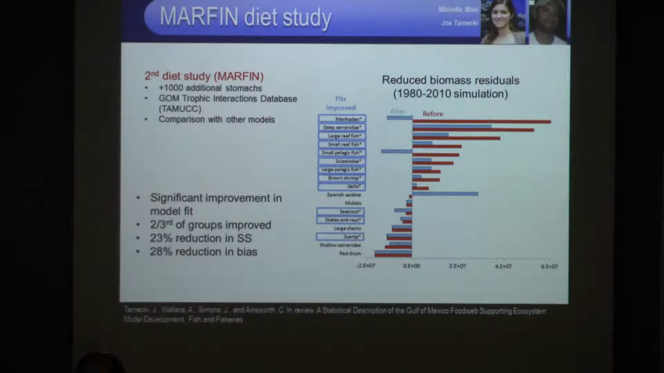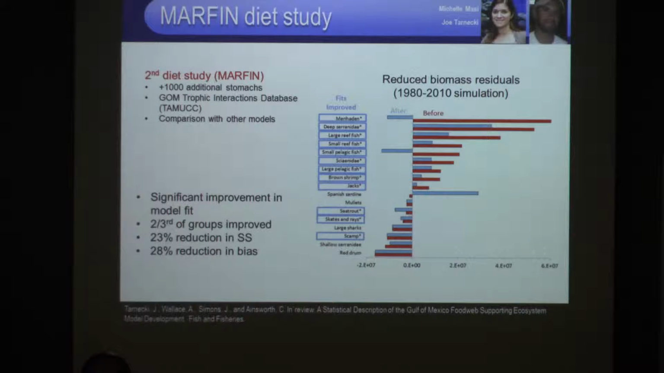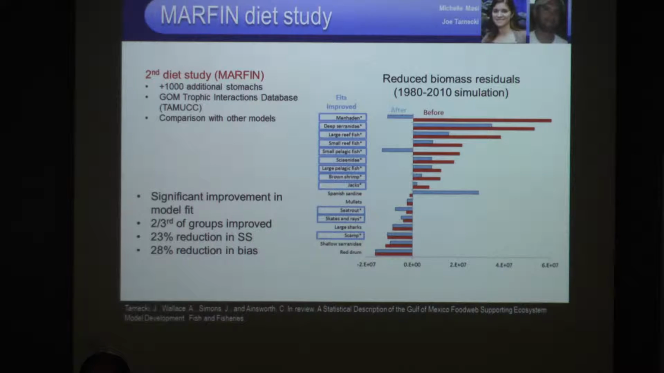Then for fun, so we improved the diet study, we improved the diet matrix, and just for fun I dropped it into the Atlantis model. I didn't necessarily expect an improvement in dynamics because it takes quite a bit of tuning to get the full advantage of the more accurate diet matrix, but to my surprise it improved the dynamics quite a bit just right out of the box.